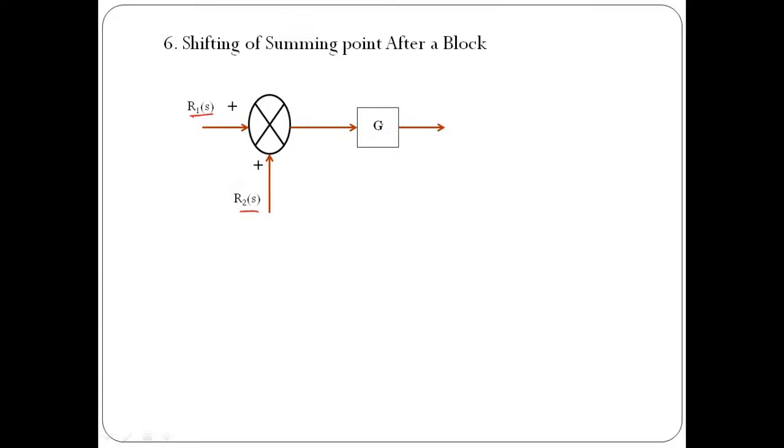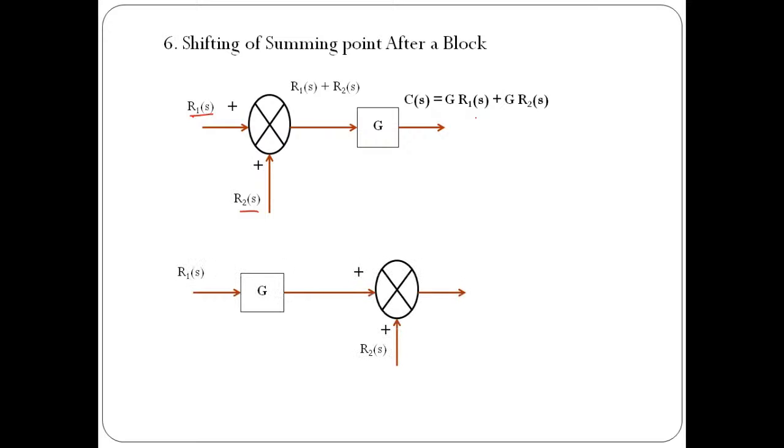So first we need to calculate what the output will be in this case. The output is G into R1 of S plus G into R2 of S. I hope this is clear to everyone. Now it is very easy to understand how we get the output of the system. Now we will shift the position of the summing point after a block. See, now the summing point is available after a block.